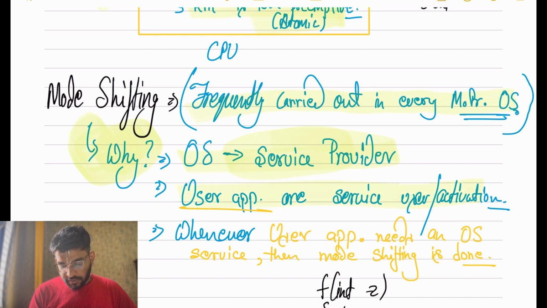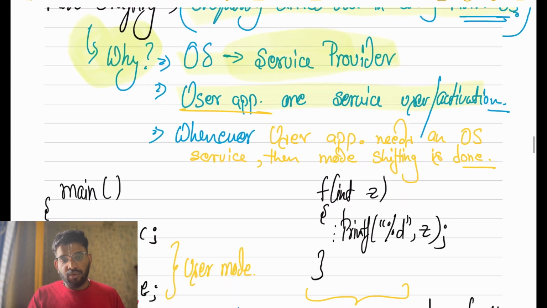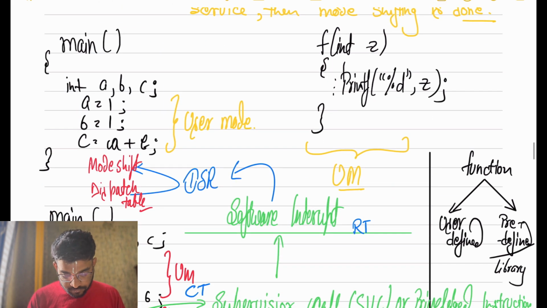The second reason is user applications' services or user activation. Whenever a user application needs the operating system, mode shifting is done. If you want to switch from one application to another, mode shifting is required to switch to the kernel and then to open the other application.